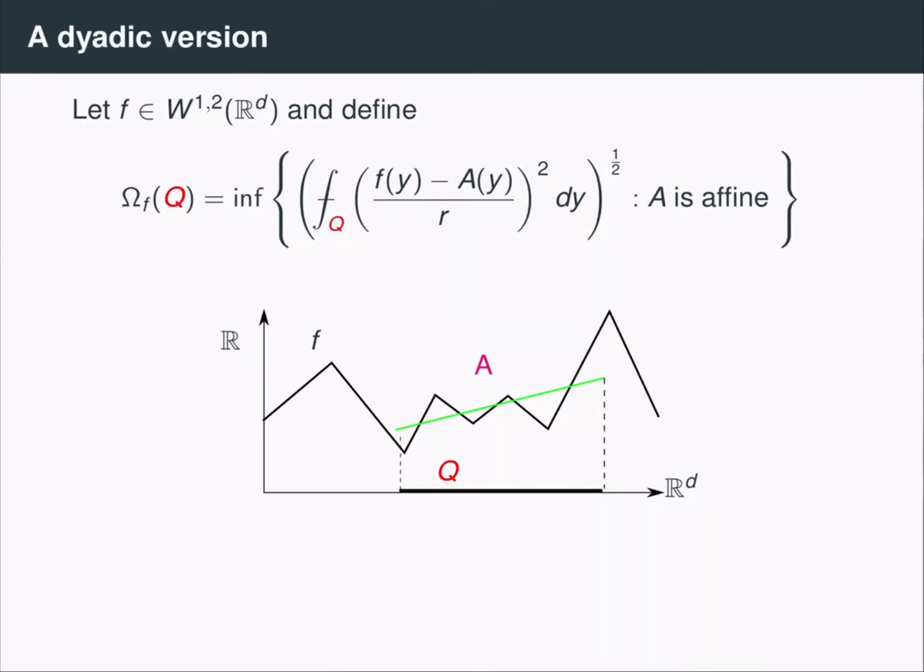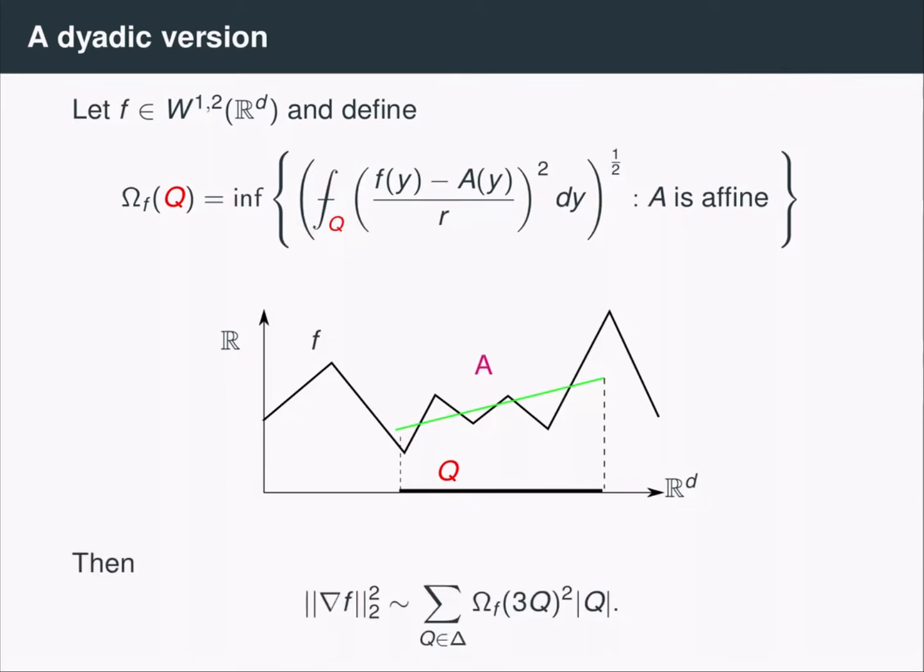For the work that we'll be doing, it'll be more convenient for us to work with a dyadic version of Dorronsoro's theorem. So I've defined an omega number for a cube Q. It's defined in exactly the same way, except now I'm taking the average integral over a cube. And again, this measures the average deviation of a function f from an affine map, or how much f resembles an affine map over this cube.